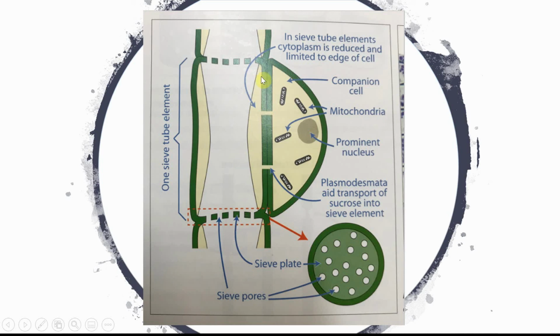Now, each sieve element, at least every now and again, has a companion cell. So it's this kind of body on the side. You notice again plasmodesmata between them, so you can have an exchange of materials and suchlike. Now, they're all living cells. There's nothing lignified here. Lignin does kill a cell. It stops water coming and going, since it's waterproof.